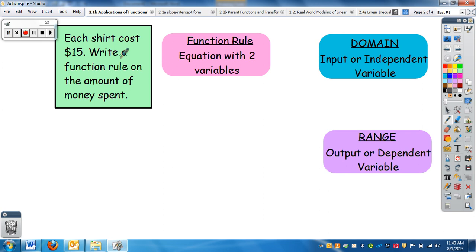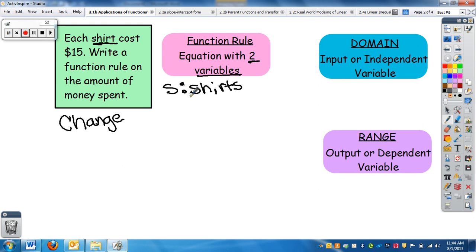So our first situation is each shirt costs $15. Write a function rule on the amount of money spent. So to do a function rule, we need two variables. So you have to look at what we can change in this situation. Well, the first thing, if each shirt costs $15, you can change the amount of shirts you buy. So one variable is your shirts. So a good letter for that, or variable, would be S.